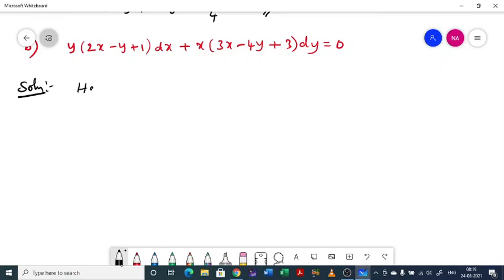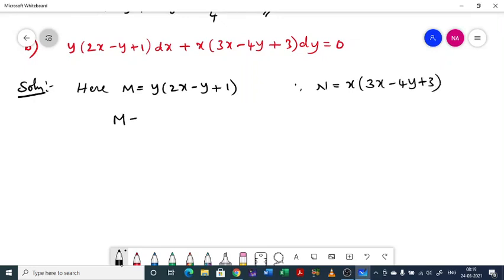Here M equals y(2x - y + 1) and N equals x(3x - 4y + 3). So M you can write as 2xy - y² + y. N you can write as 3x² - 4xy + 3x.